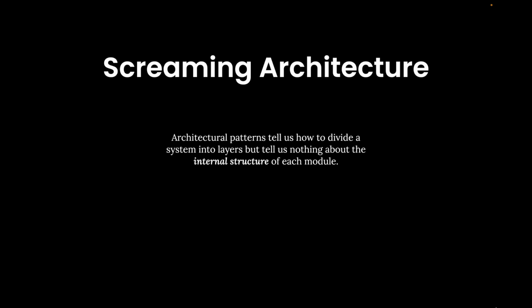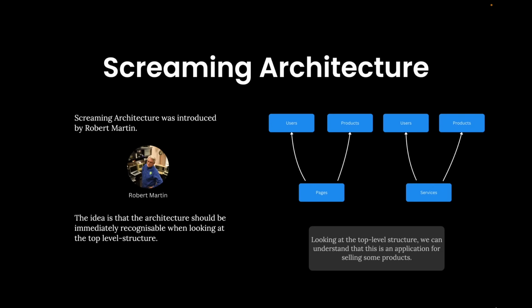This concept is not about how models interact with each other. Instead, it's about how we should structure our code and how we should name our entities. Screaming Architecture was introduced by Robert Martin. The idea behind it is that the architecture of a software system should be immediately recognizable just by looking at its top-level structure. Things like package names, model names, and directories in the codebase.